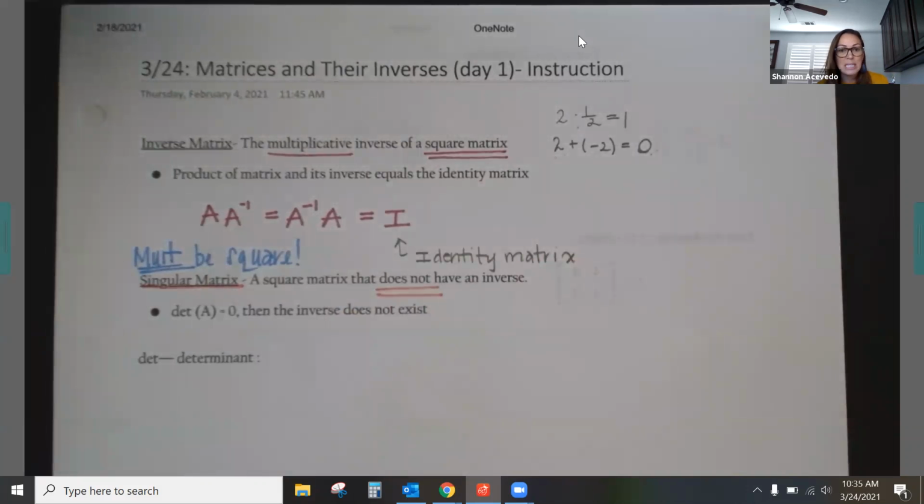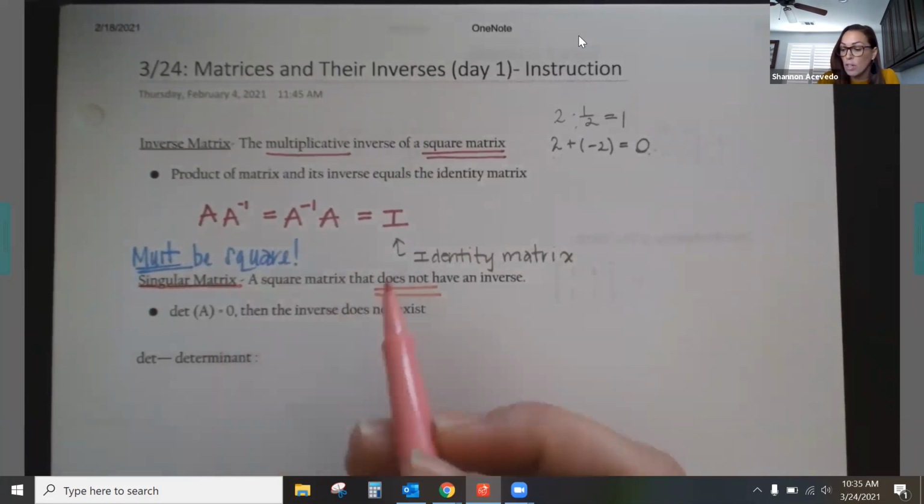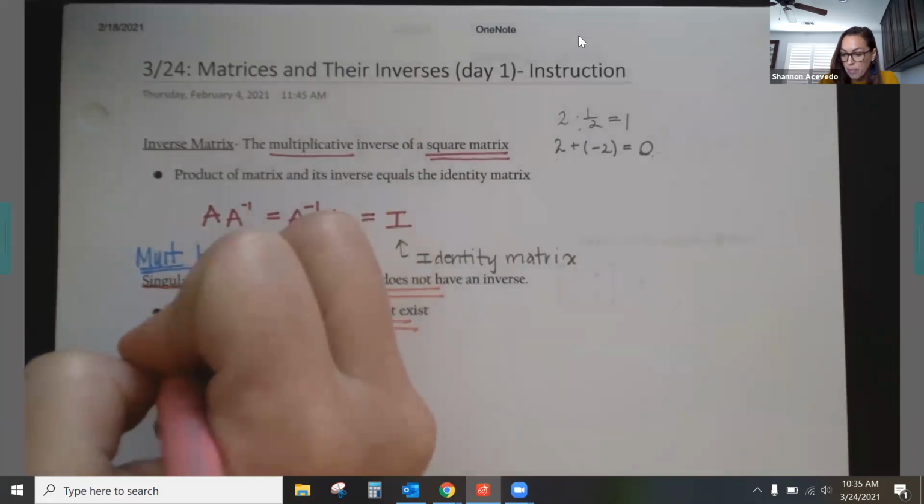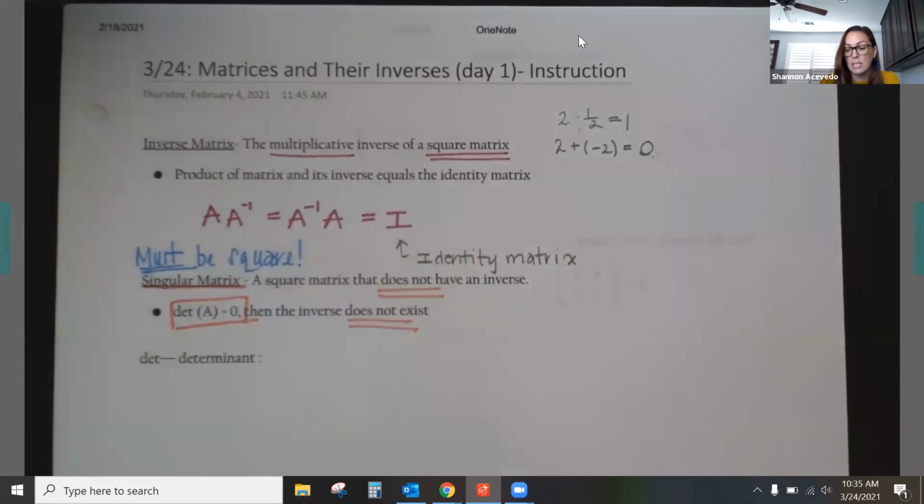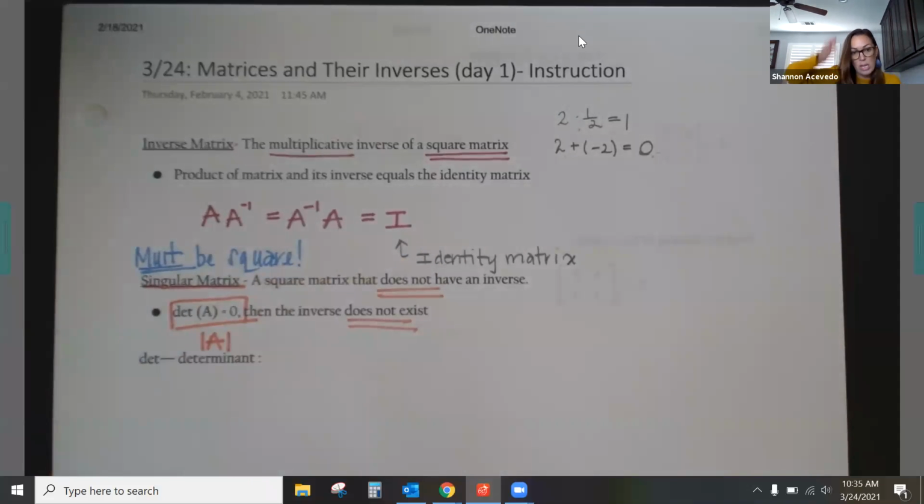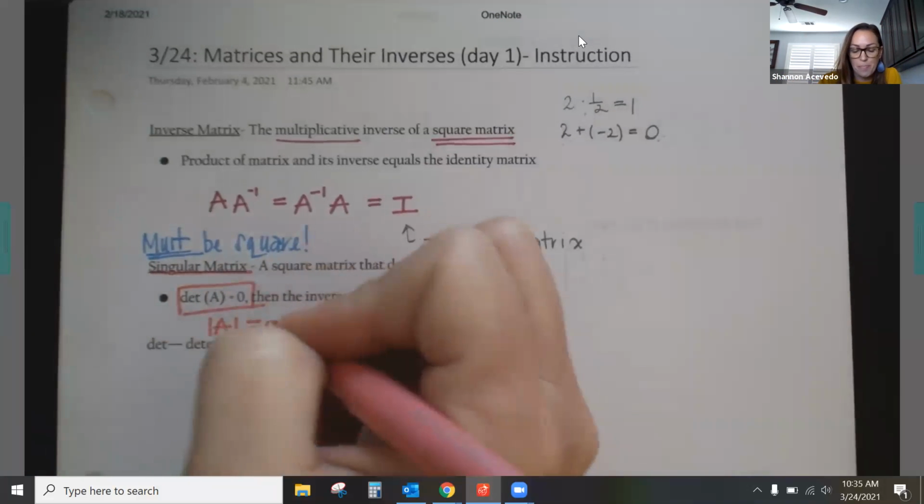The easiest way to see if a matrix is singular or not is by figuring out the determinant. If the determinant is equal to 0, then the inverse does not exist. Remember notation, this would be the same thing as those two straight lines. If it curves in, it's talking about the matrix itself. If they have the little bracket pieces, that's the matrix; if they're just straight, it's the determinant. So if it's equal to 0.